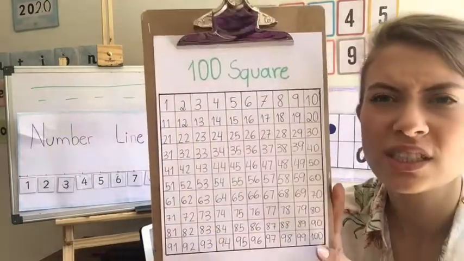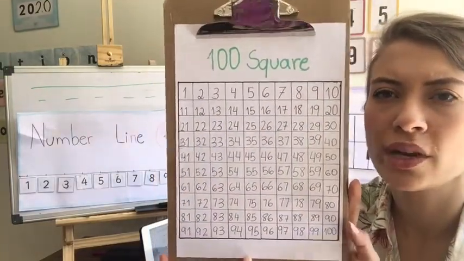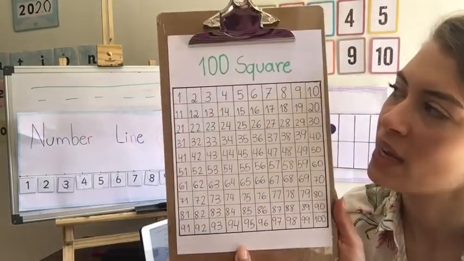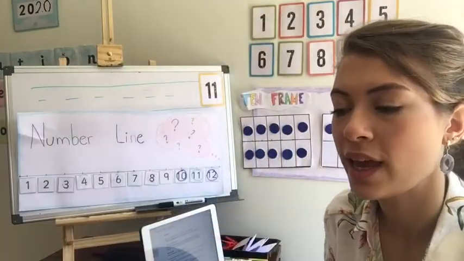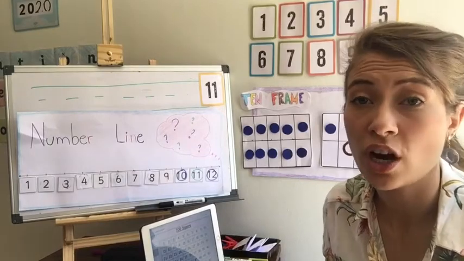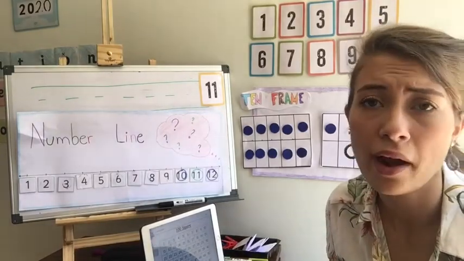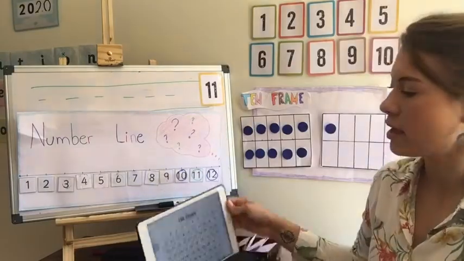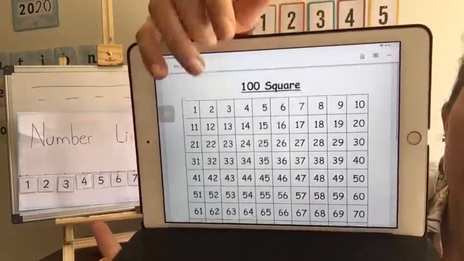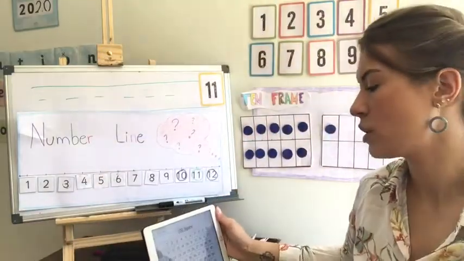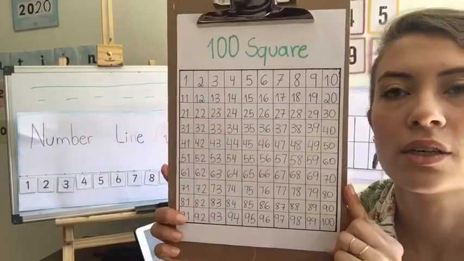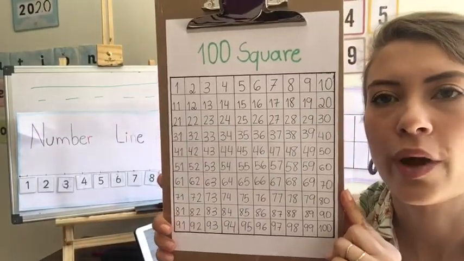If you don't have a printer, or if you don't want to print it out, you can actually make your own homemade 100 square, and we can call it 100 chart as well, okay, or 100 square or 100 chart. I shared this 100 square with you, but if you don't want to print it out, you can make your 100 square, okay?